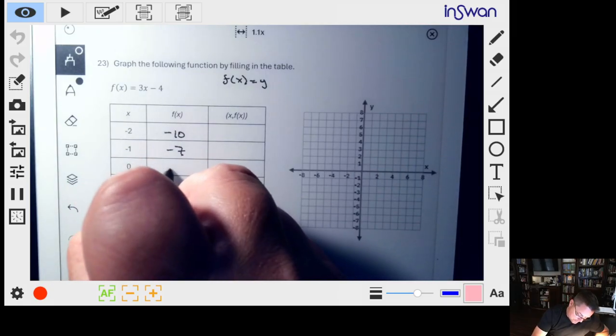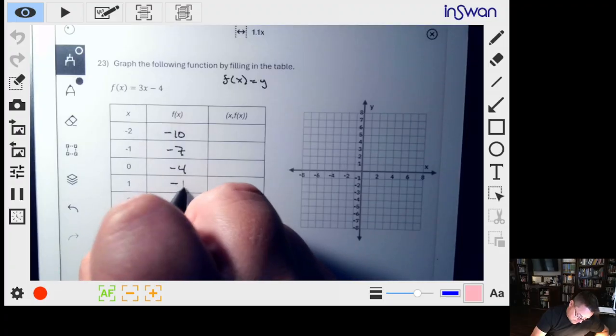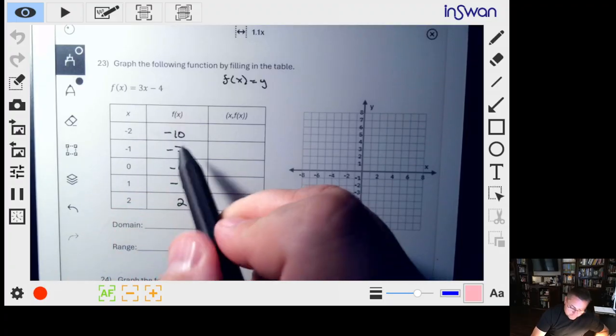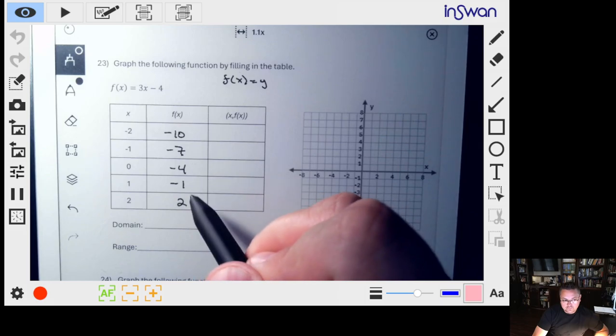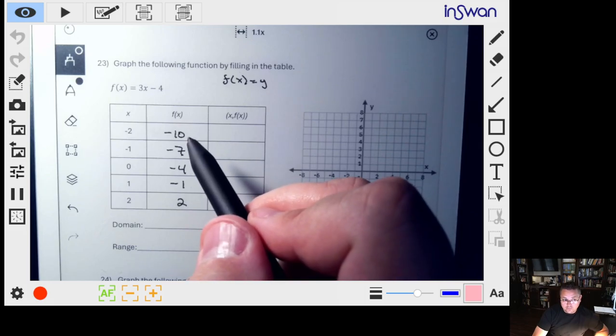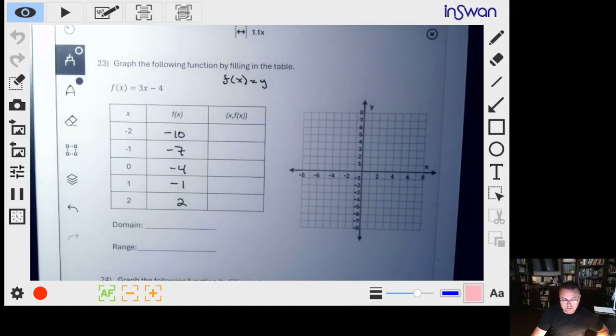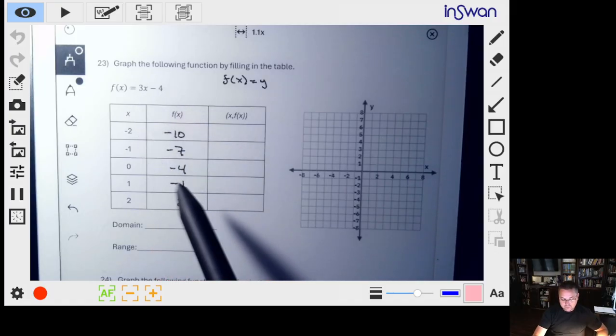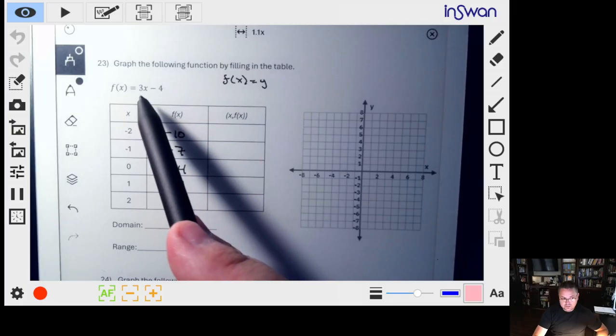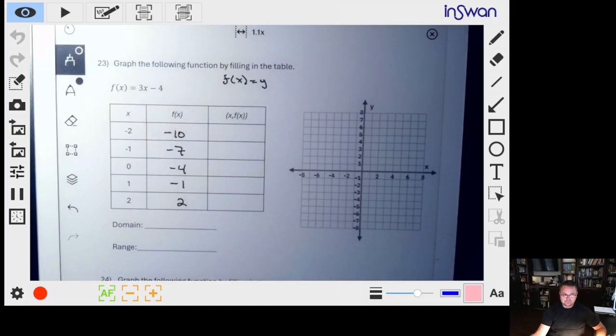Plug in 0. Okay. Notice how these are all increasing by the same amount. They're all increasing by 3, which makes sense because the only thing that's changing as x changes is the 3 is going to impact it, but the 4 is going to stay the same. So we're good there. Okay, now we're going to graph it out.